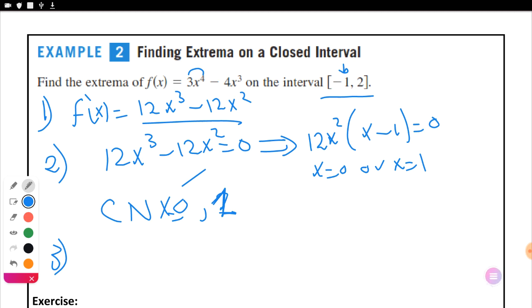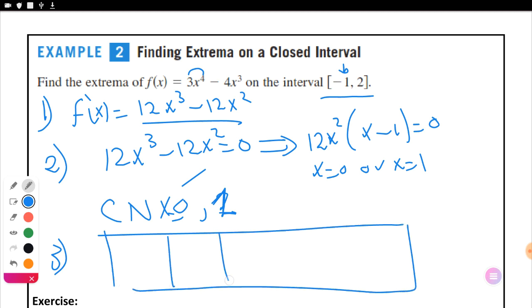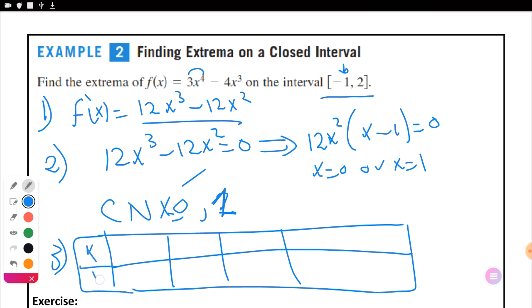In this case, I'll make a table. Third step, make a table. As you see here, the first row is for x, the second row for y. This is called the left end of the interval, and this is called the right end of the interval. Here I write the left end, which is -1, and the right end, 2. Those are the two ends of the interval. Between them, I write the critical numbers from smaller to greater, like this.